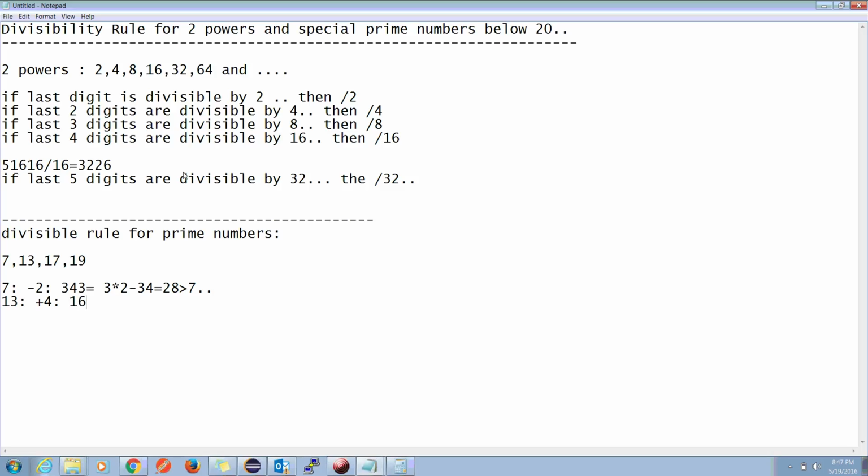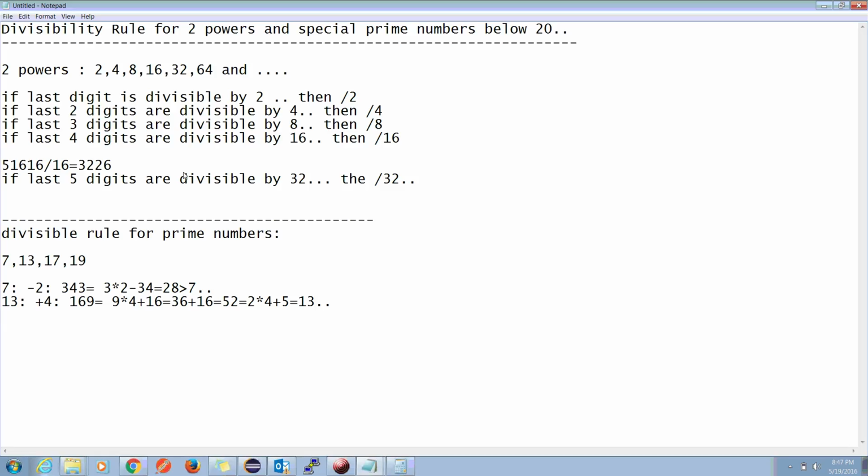Let's take 169 here. Take the 9, multiply 9 into 4 and add that number with the 16. So 9 4s are 36, plus 16 is equal to 52. Let's continue this operation again. 2 into 4 plus 5 equal to 13. So 169 is divisible by 13.